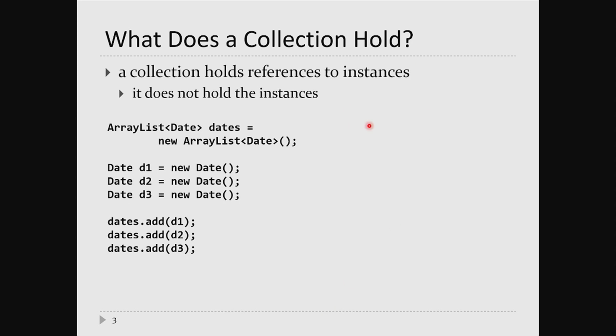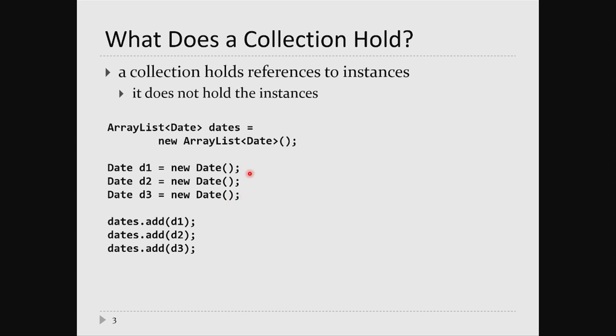Now, you're going to need a collection of some kind inside your class, so I'm going to need a list or a set or a map of some kind. For this discussion to make any sense, you need to know what a collection actually holds. A collection holds references to objects. It does not hold the objects themselves. So if you have an array or a list, inside that array or list are not objects, they're references to objects. If I make an array list of dates, inside that list will not be a bunch of date objects, there are going to be references to date objects.